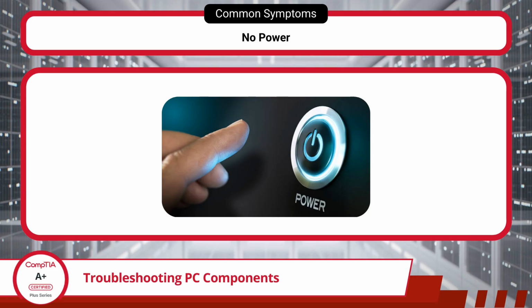A faulty PSU may fail to deliver adequate power or fail entirely, preventing the system from starting up. Additionally, loose connections between the power supply cables and the motherboard, CPU, or other components can disrupt the flow of electricity, resulting in a failure to power on. Furthermore, the PSU may not be receiving power from the wall outlet.